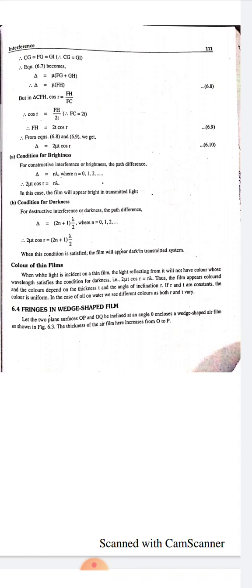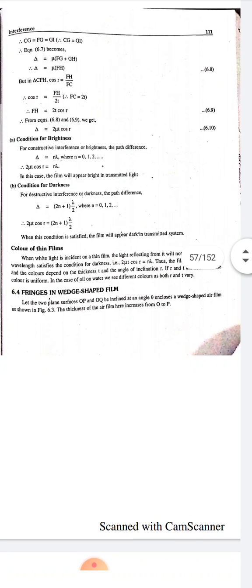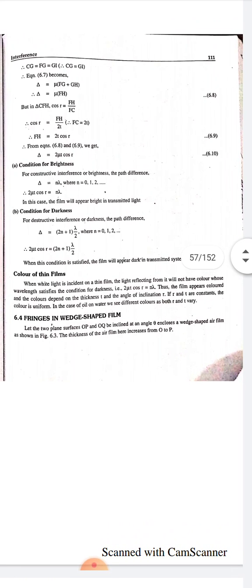In the case of oil on water, we see different colors as both r and t vary. That's the reason why, when oil is on the water, we see different colors. You can see this on the road when oil falls on water, and you can observe the different colors. This is due to the variation in r and t.